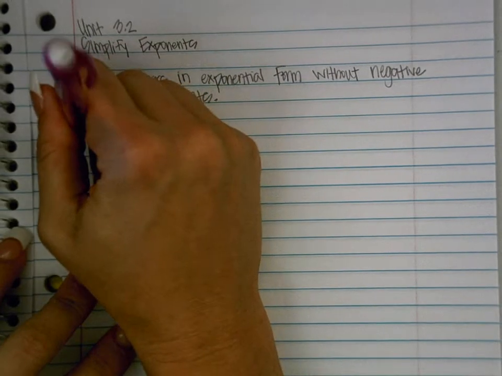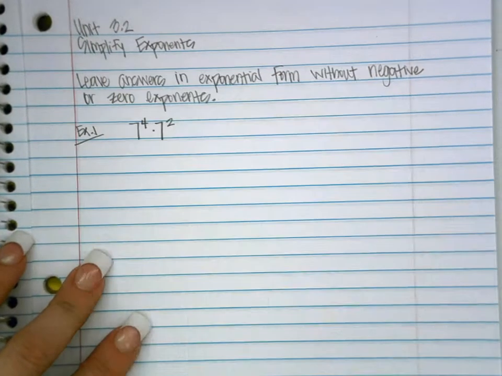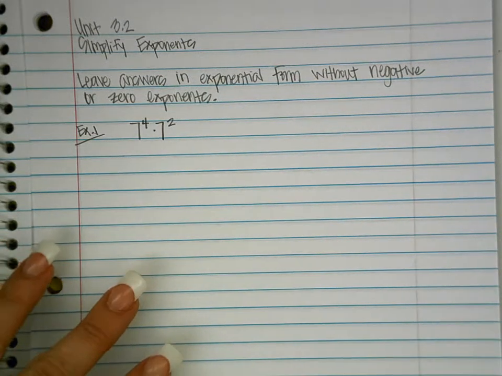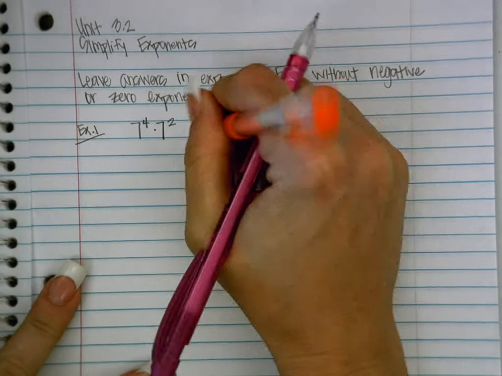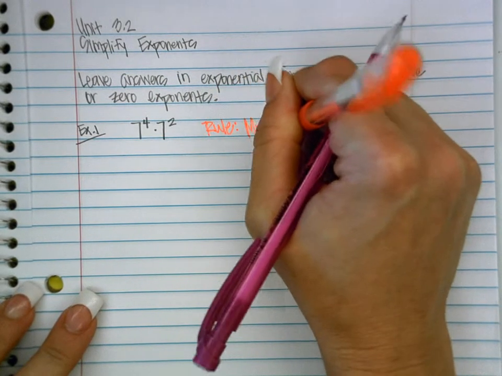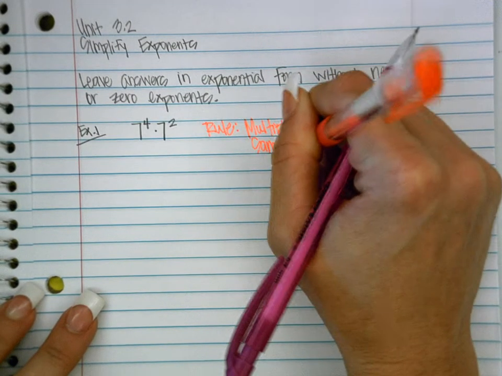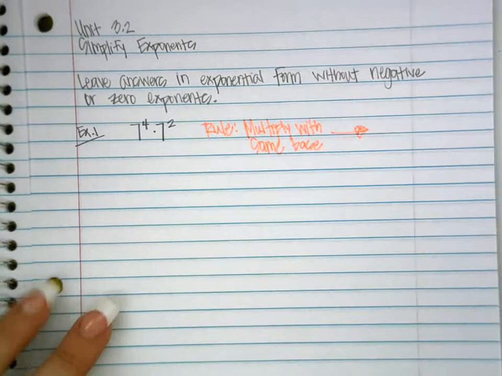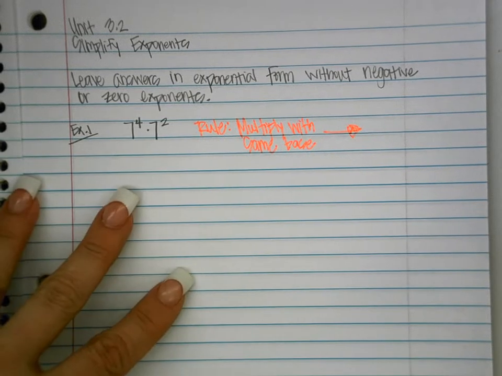So to start with, for example number 1, I would like you to simplify 7 to the 4th times 7 squared. There's a rule here that tells you when you are going to multiply with the same base. If you were going to multiply with the same base, and the base would be the 7 here, does anyone know what the rule is about their exponents? First off, what do I do with the bases? What do you think I do with the 7 and the 7? Any ideas?